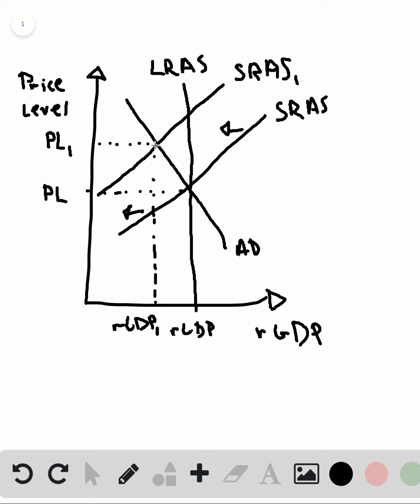So that would lead to the price level increasing and real GDP decreasing through a leftward shift of the short run aggregate supply curve. And therefore, a supply shock such as this might lead to stagflation. And that is the end of the question.